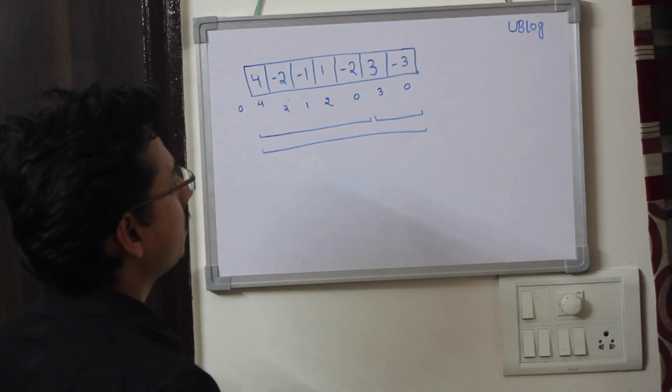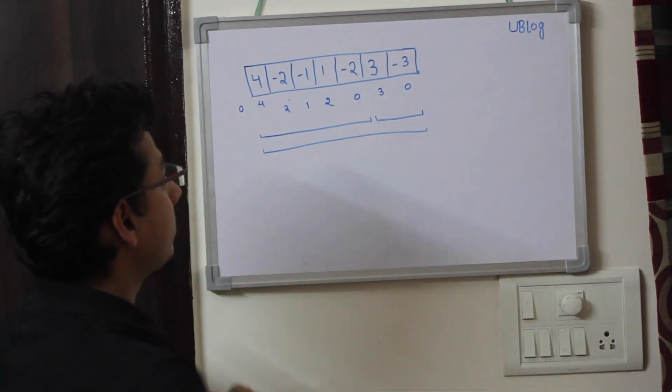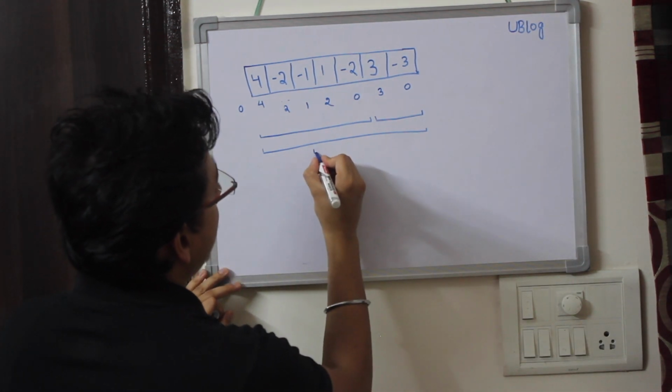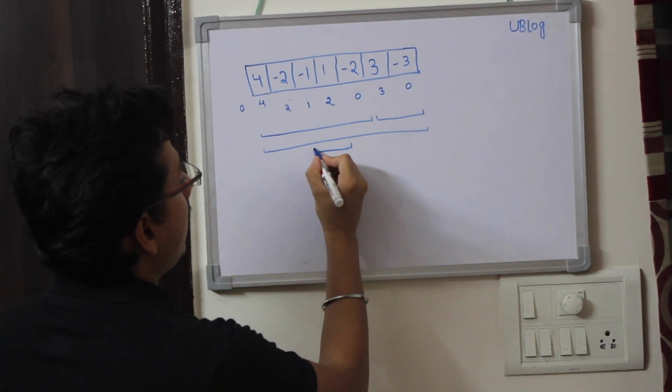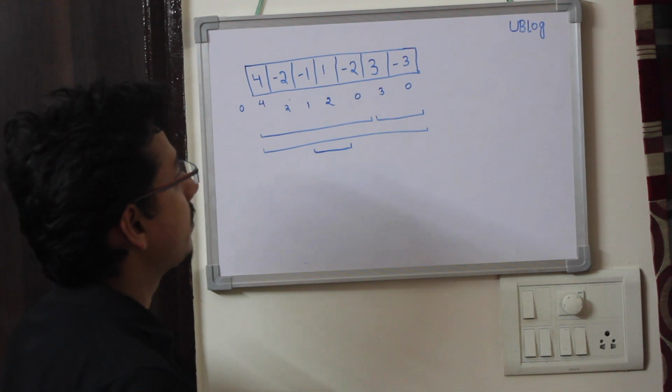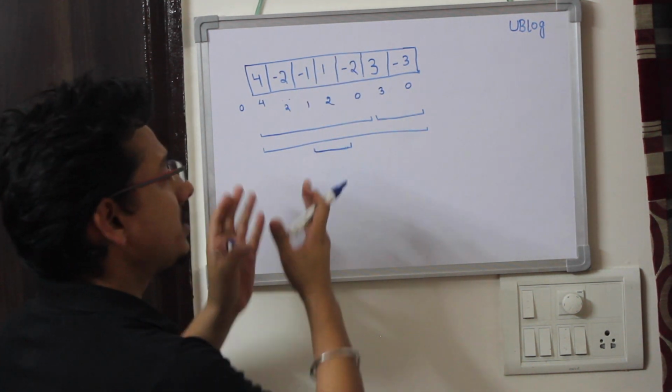Do you see any more examples? Take your time and see any more examples. What if I say this is also a subarray with sum 0? Were you able to figure out why I have marked this as a subarray with sum 0? Because this is -1 and 1 and the sum is 0. So do you see a pattern here?